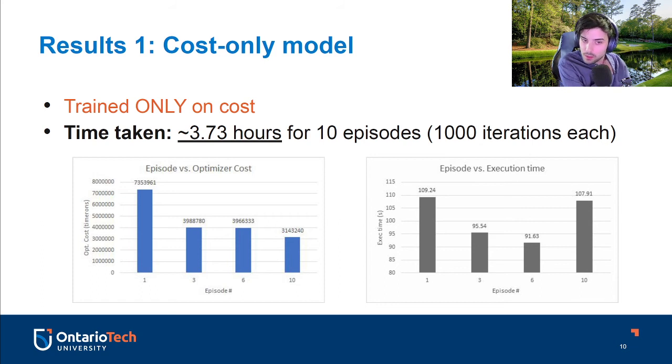But the one thing you note on the right-hand side is that execution time is not always perfectly represented by optimizer cost. You can make a generalization and say there's a pretty good correlation between the two, but as demonstrated here, it's possible that while we're minimizing optimizer cost, we're not fully minimizing execution time, as shown by this diagram.